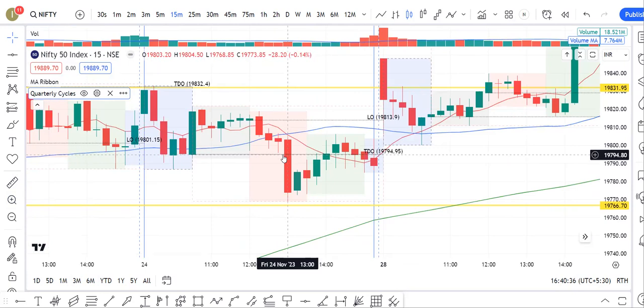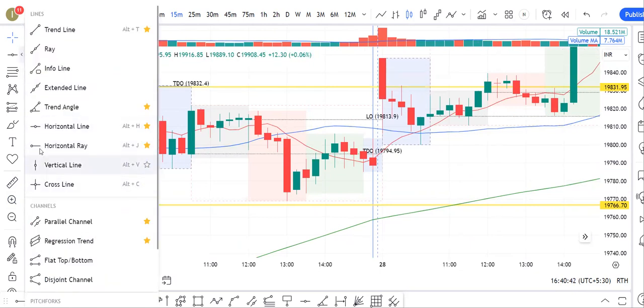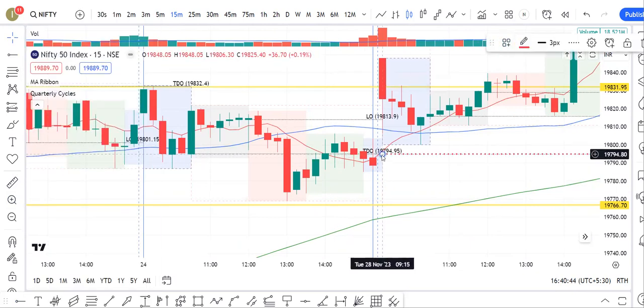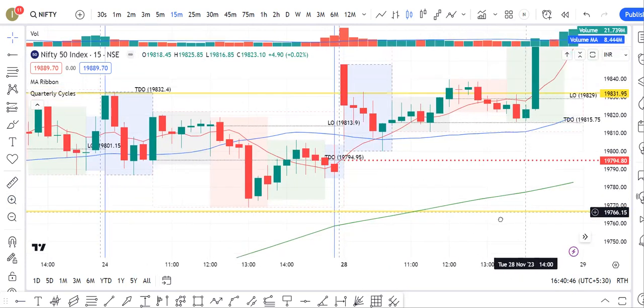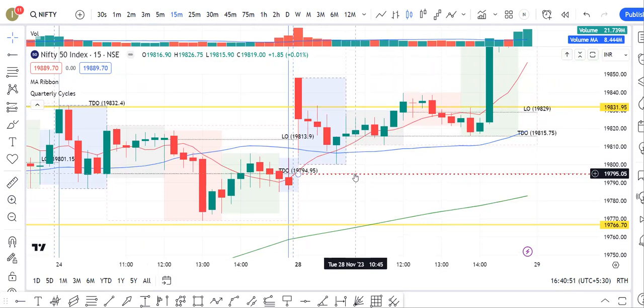true daily open. That is the true daily open. It had marked 19,790. 19,794. You can see over there. This will act as guidance for the next day.